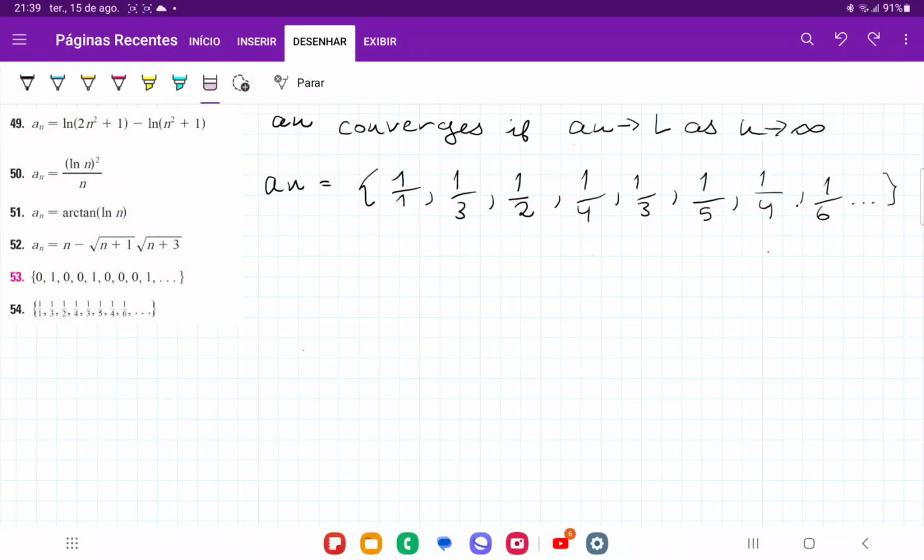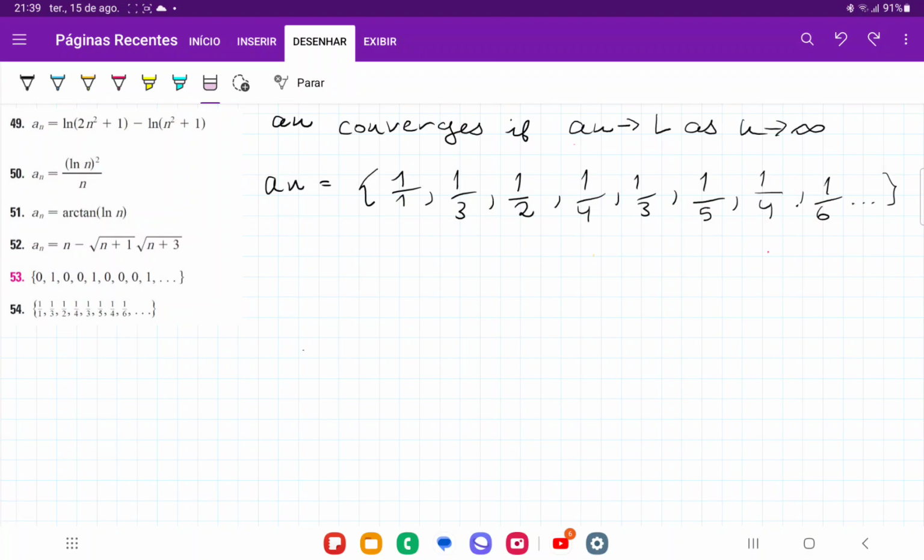So for number 54, we want to see if the sequence over here converges. Now sequence a_n converges if a_n tends to a defined number, a limit as n goes to infinity. We aren't given a formula like 49 through 51, so we can't check the limit analytically. When we look at these terms, it's not immediately obvious what the pattern is or what the limit is, right? It's not obvious like 53 where you can tell exactly what the pattern is.